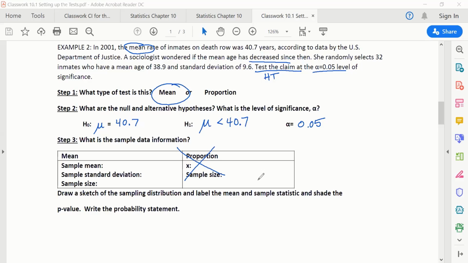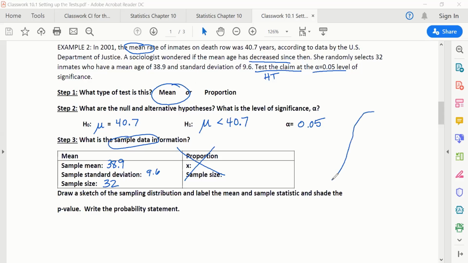Now we look for our sample data. Our sample is 32 inmates. That's our sample size. A mean age of 38.9. And a standard deviation of 9.6. So this part is all about the sample data. Okay. So what's happening in this problem? That's where we draw the sketch and do the probability statement.